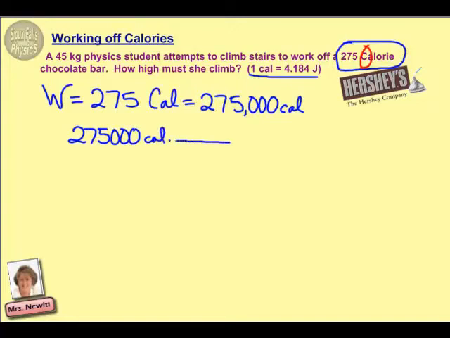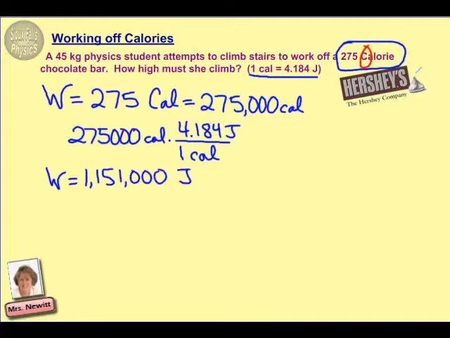Little calories multiplied times the conversion factor of 1 little calorie is equal to 4.184 joules. And working that out, we find that the amount of work that she needs to do is actually incredibly large. 1,151,000 joules of energy are contained in that chocolate bar. Now we want to figure out exactly how high that would be. And of course, at this point, you're probably getting the idea that that's going to be a reasonably high number.